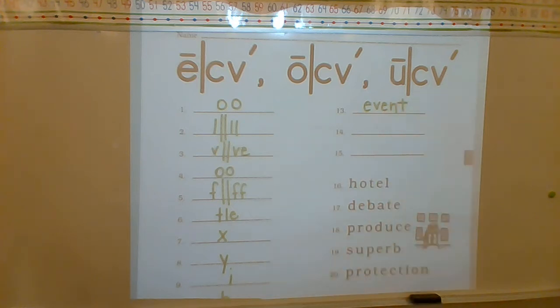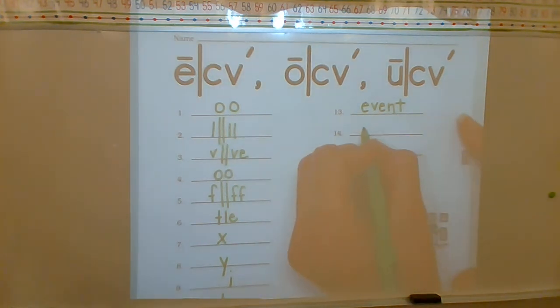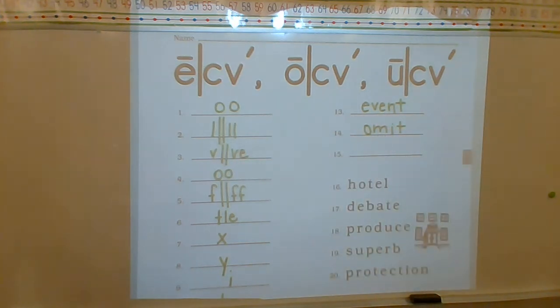Event. Number 14, spell the word omit. Omit. The word omit means to forget something or to leave something out. Sound him out. Four sounds, four letters, first grade. You got this. Omit. To leave something out.